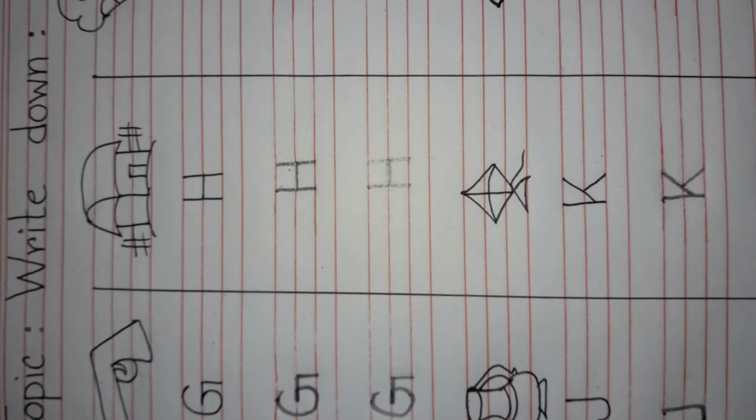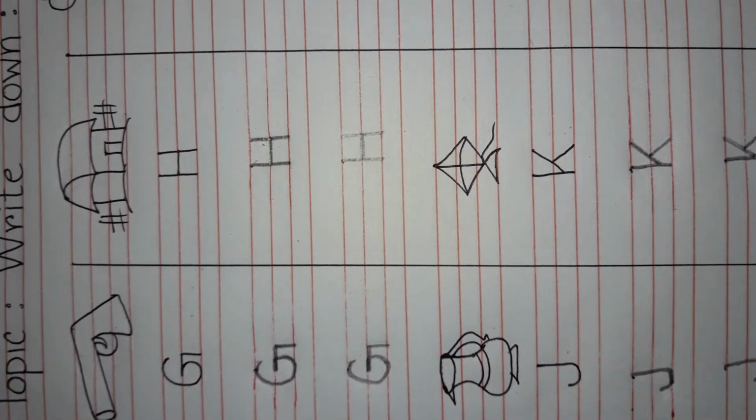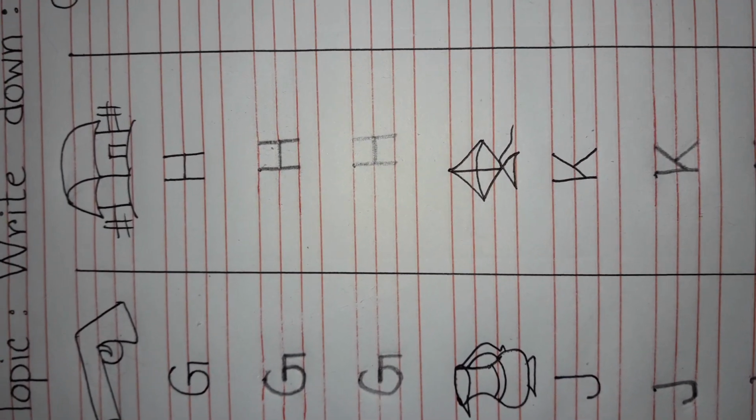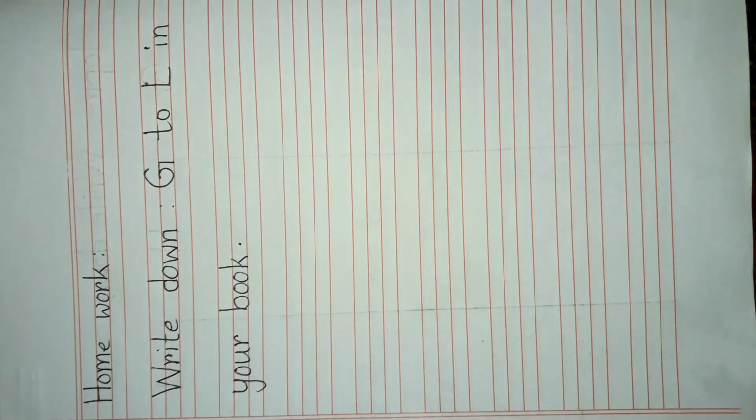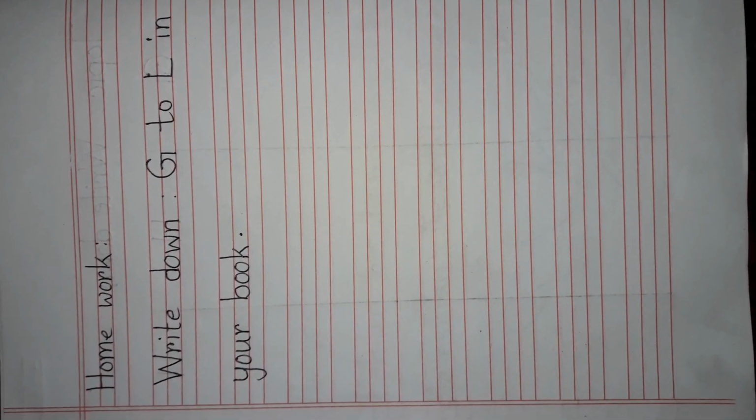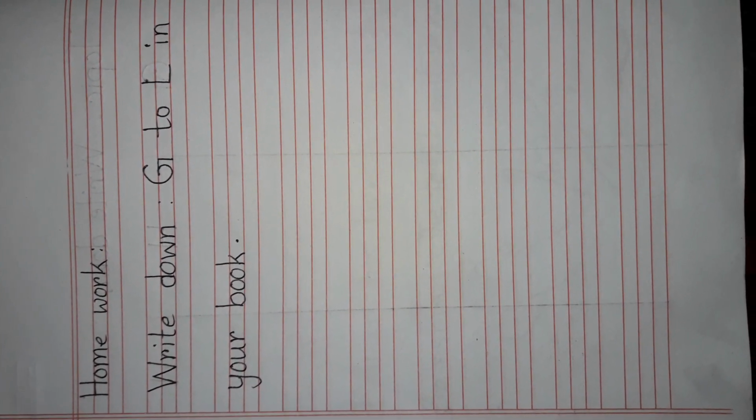Okay, that's all for today. Now I will give you some homework. Today your homework is to write down G to L, capital letters G to L, in your book without dots.